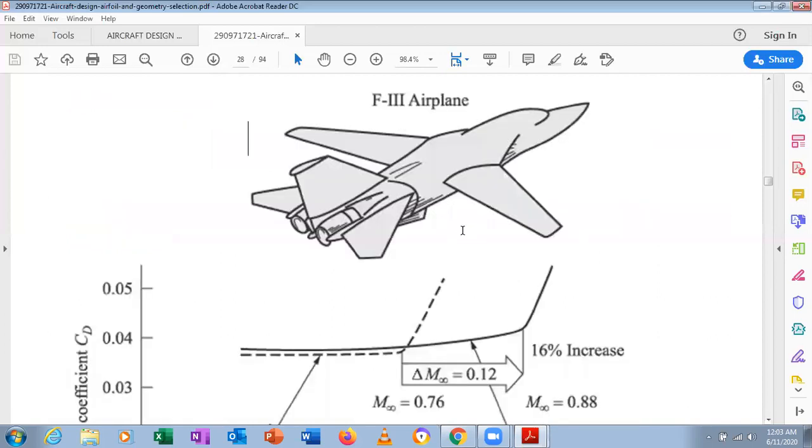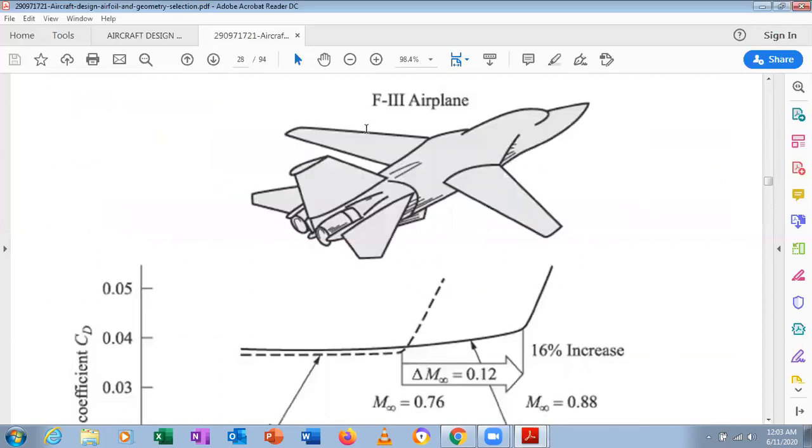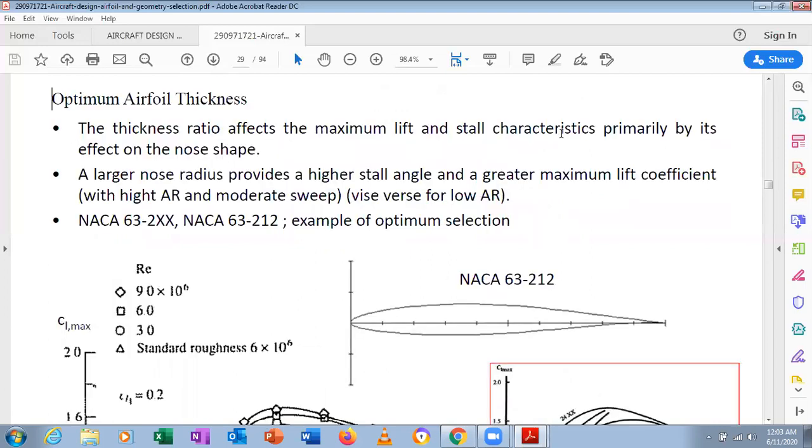This is of the aircraft, and optimum airfoil thickness. The thickness ratio affects the maximum lift and stall characteristics primarily by its effect on the nose shape, and it depends upon the nose of the aircraft. I will discuss it in detail. Just look here: a large nose radius provides a higher stall angle. If the nose radius is sharp, it will have a lesser stall angle. If the radius is larger, then the stall angle is higher.